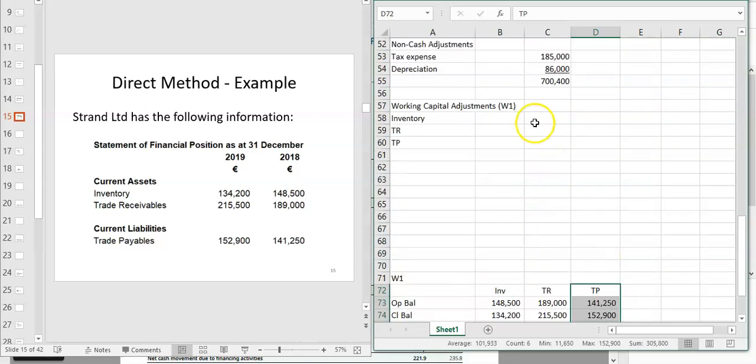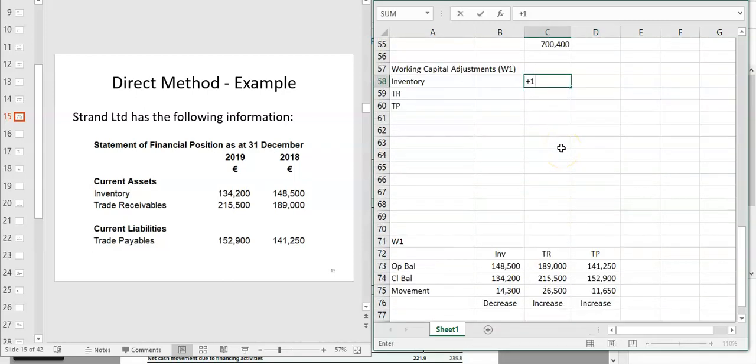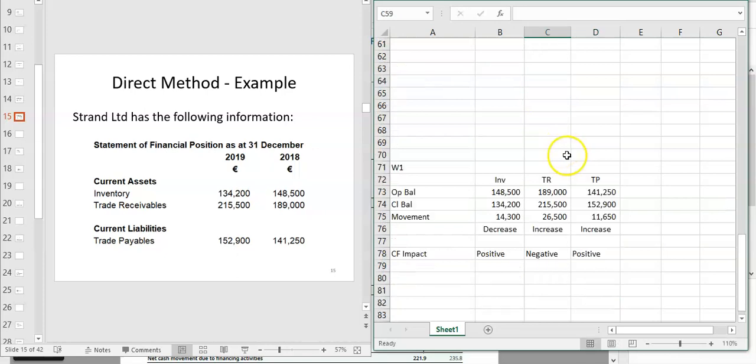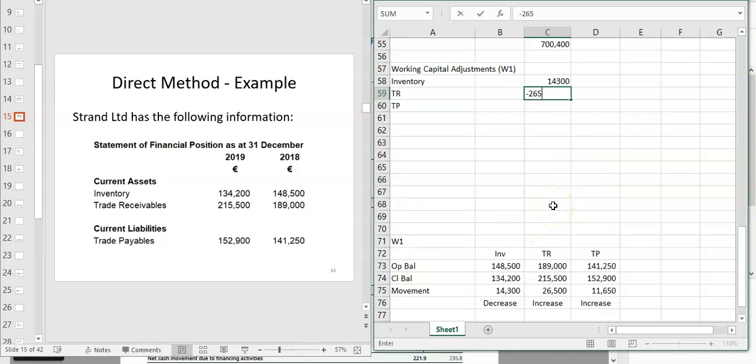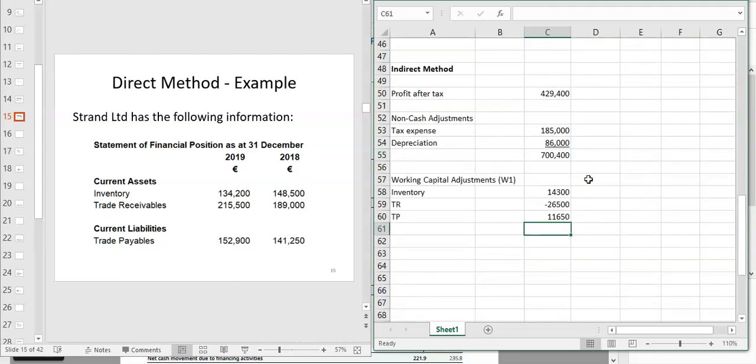So we come up here, inventory is going to be plus 14.3. Trade receivables is going to be the movement, but it's going to be negative, minus 26.5. Trade payables is going to be positive, plus 11,650. And they're what we call the working capital adjustments. So when you add those working capital adjustments to the 700, you thankfully get cash generated from operating activities, generated from operations, to be 699,850.